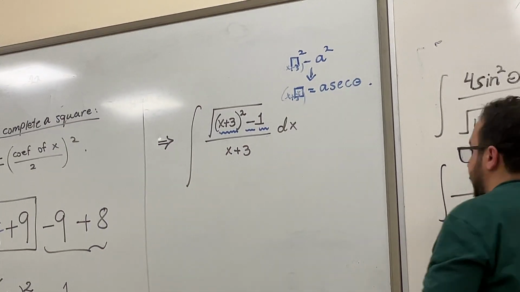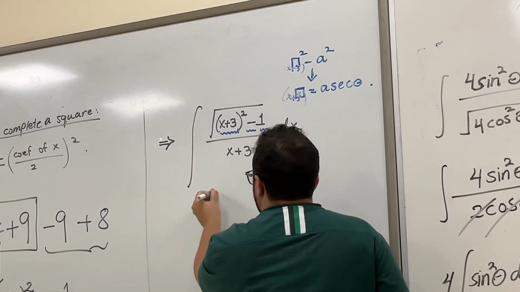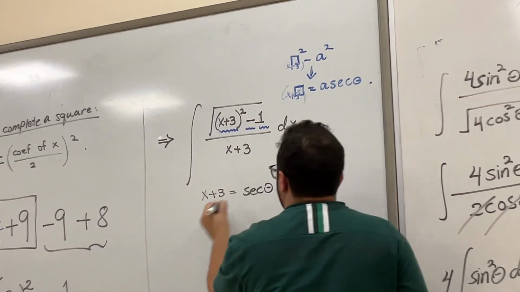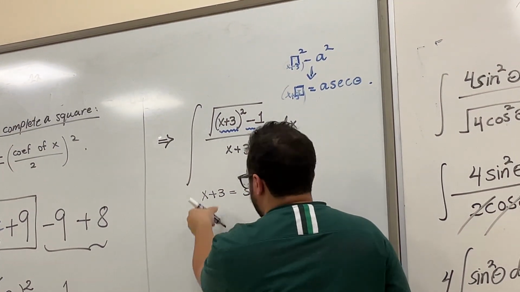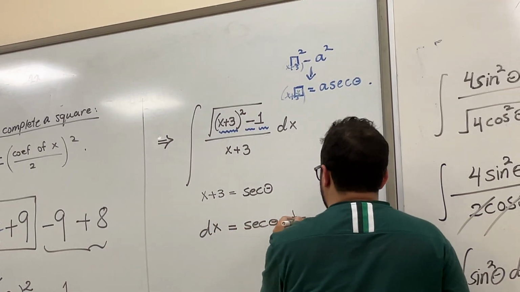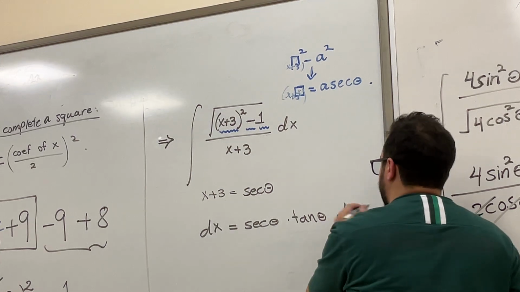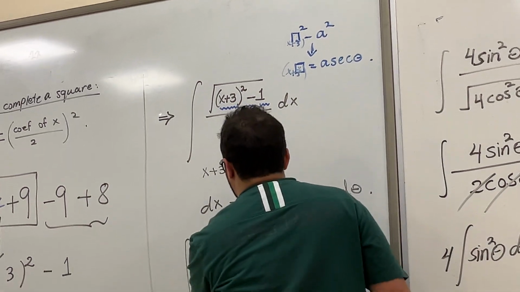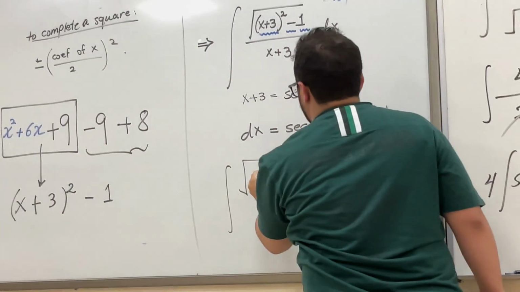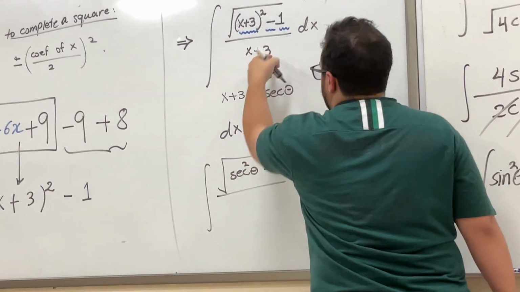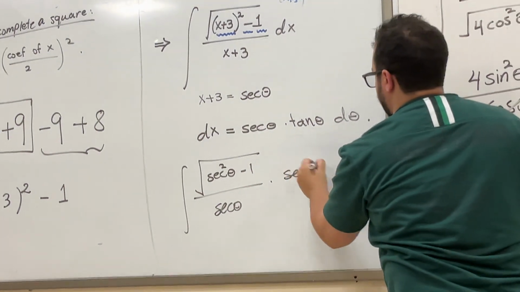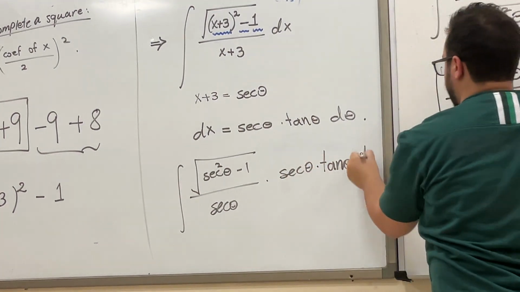So let's do it. X plus 3 equals a, which is 1, times secant theta. And then differentiate both sides. The derivative of this is 1 dx, equal to secant tan. Replace it. X plus 3 squared is secant squared, minus 1. X plus 3 alone is secant. Dx, just put these in: secant theta tan theta d theta.